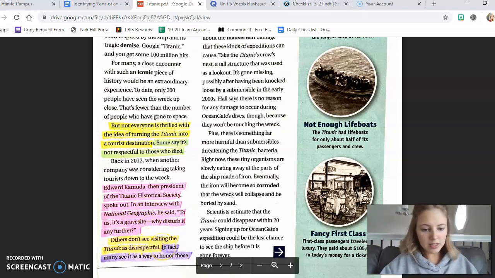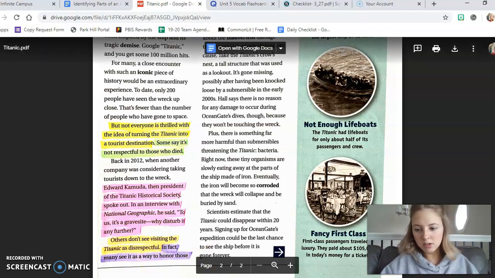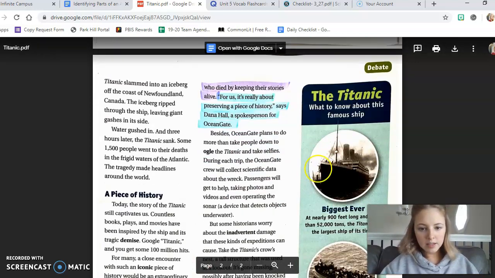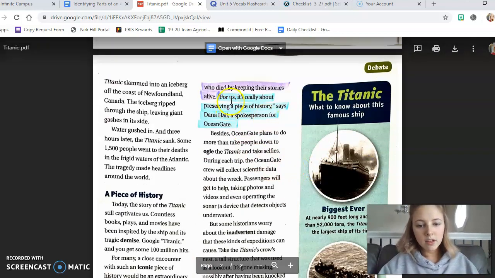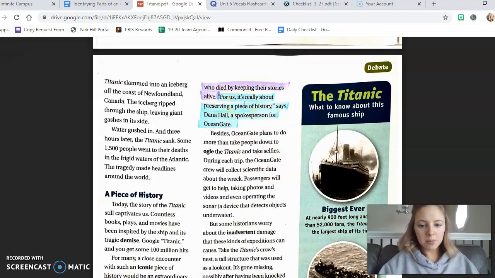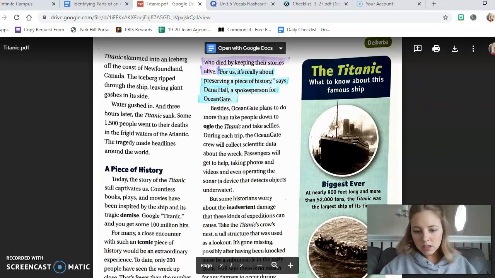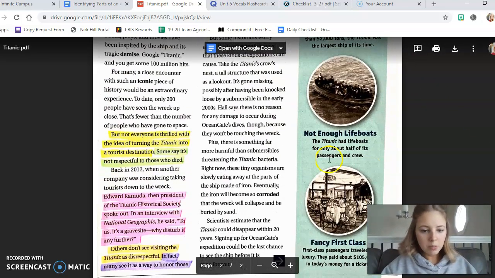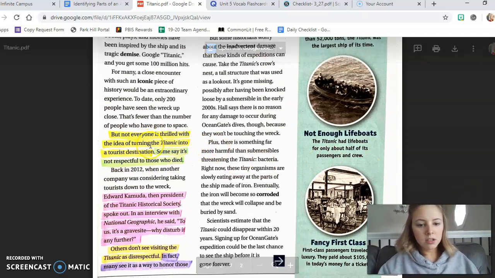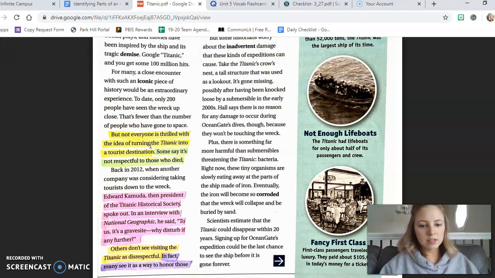Others don't see visiting the Titanic as disrespectful. In fact, many see it as a way to honor those who died by keeping their stories alive. For us, it's really about preserving a piece of history, says Dana Hall, a spokesperson for OceanGate. So if we take a look at the beginning here, but not everyone is thrilled with the idea of turning the Titanic into a tourist destination.